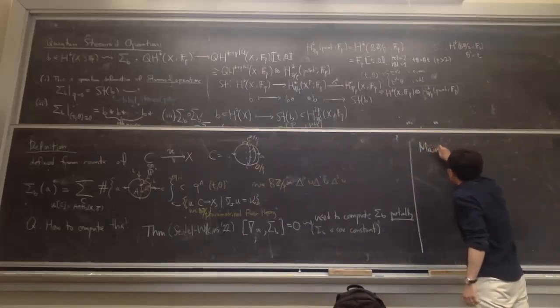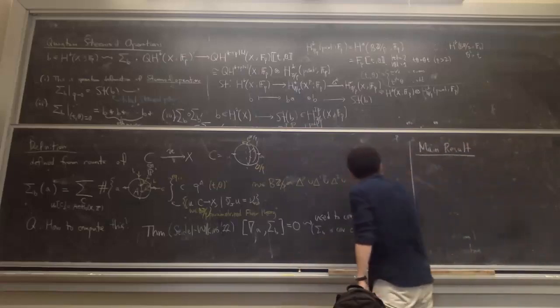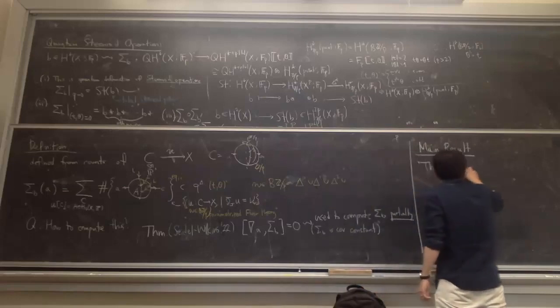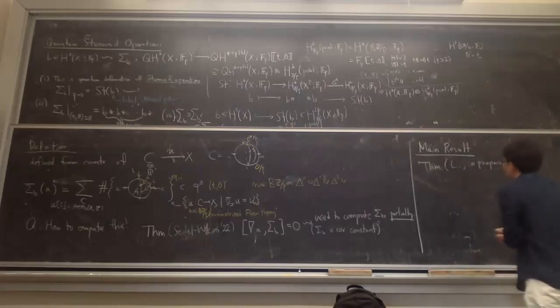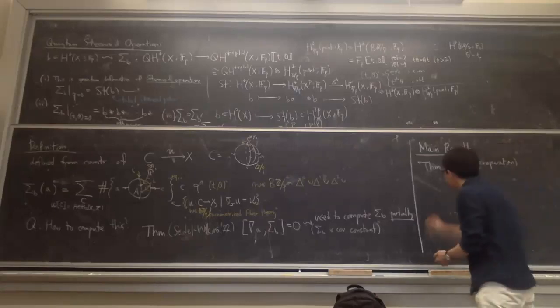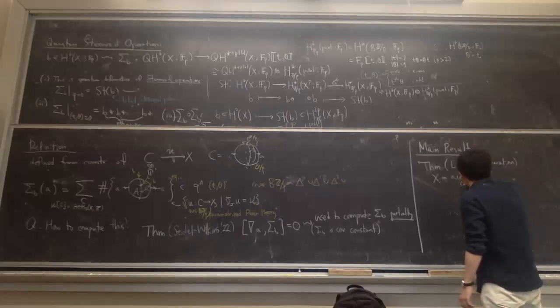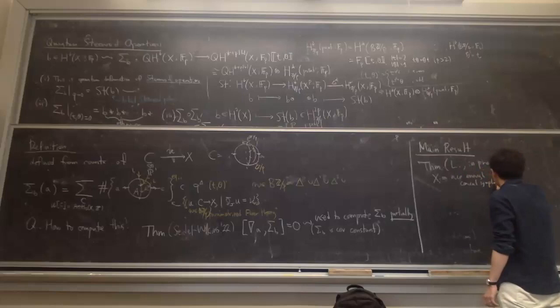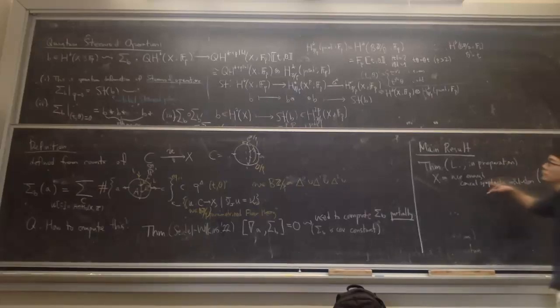So that leads to the main result of today. I'm writing this up. The statement is that if X is some nice enough conical symplectic resolution, and by nice enough I mean something like this: the fixed points of the Hamiltonian torus are discrete.